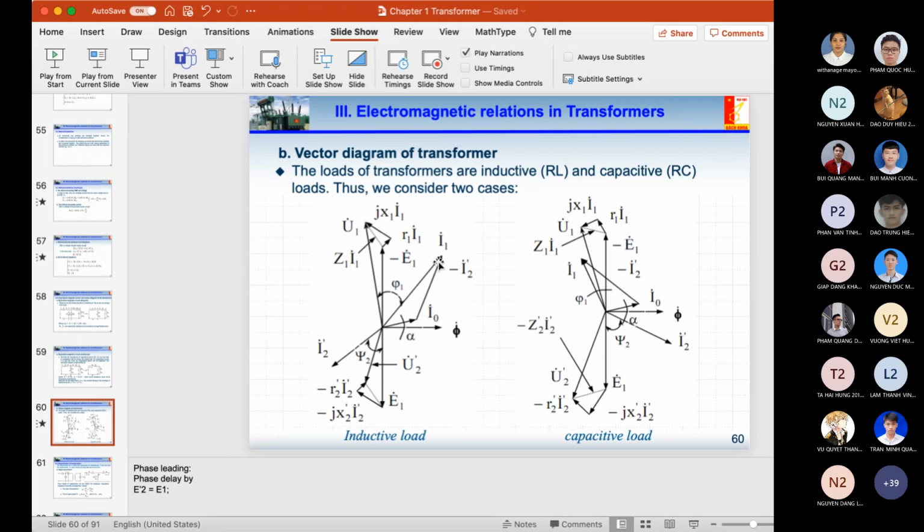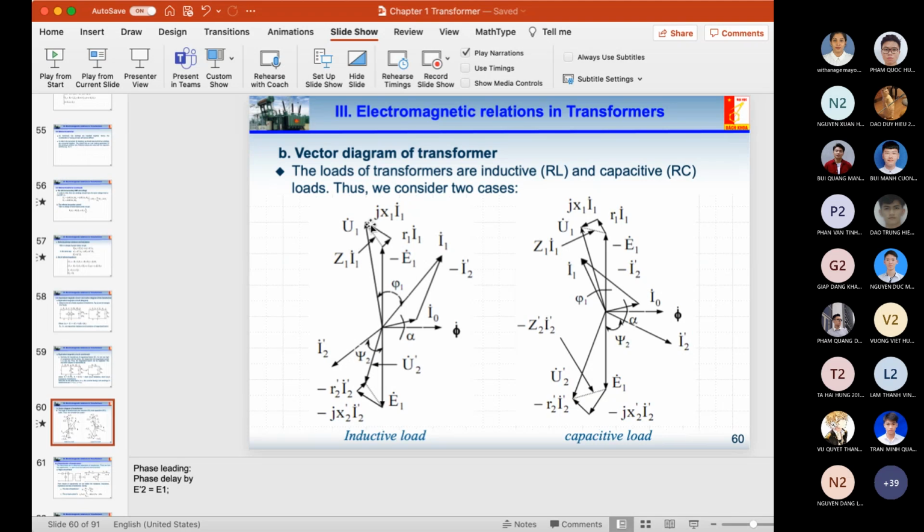Then plus I1 R1. You can see this portion must be parallel with this one, and this portion is R1 I1. So we get minus E1 plus R1 I1, and also plus j X1 I1. You can see j X1 I1 must be perpendicular to R1 I1, so the angle between them is 90 degrees.